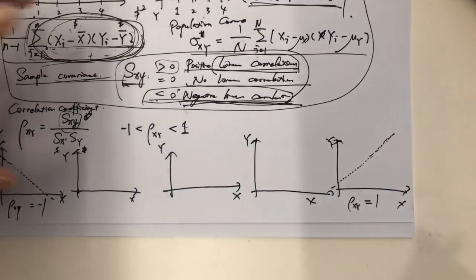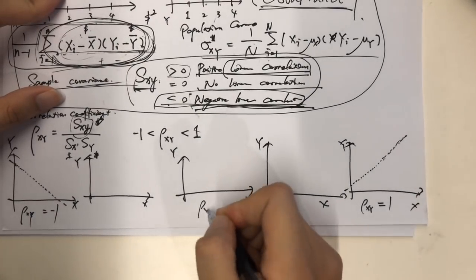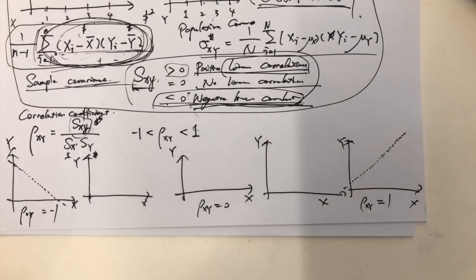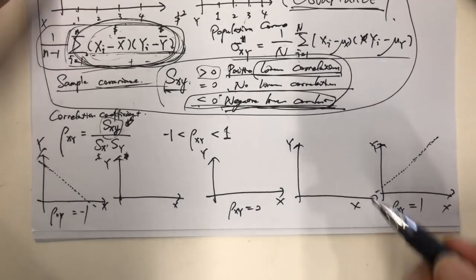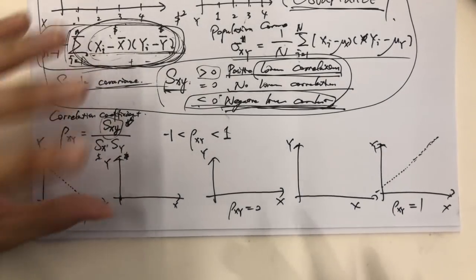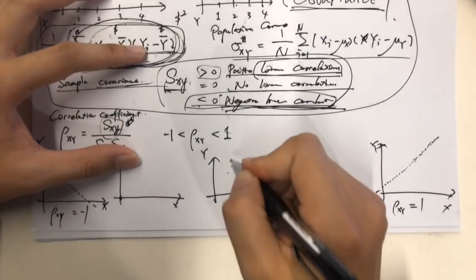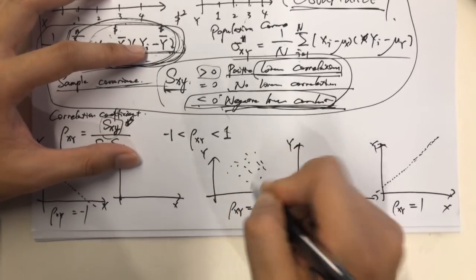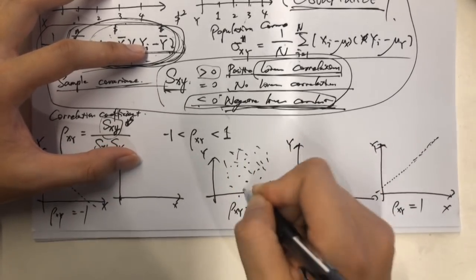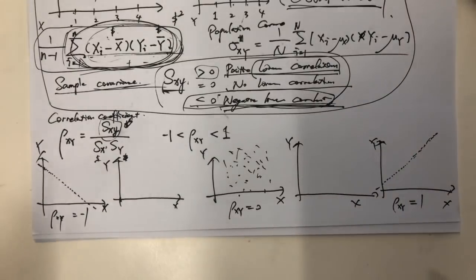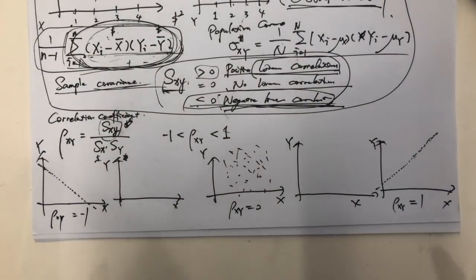Sorry about that. Okay. So rho XY equals 0. When rho XY equals 0, it means there's no linear correlation between X and Y. So you will observe this kind of stuff. It's just random scatter. No patterns can be found at all.